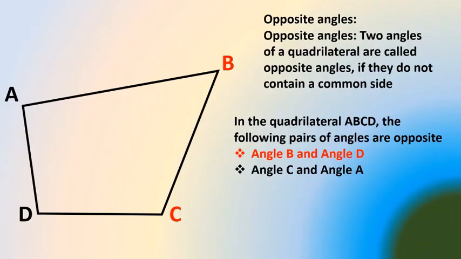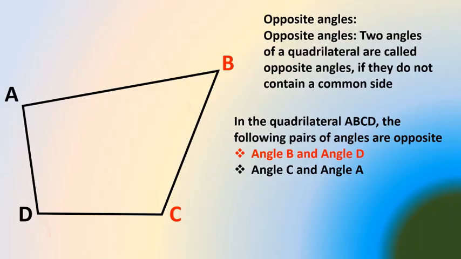Now, I am not telling about the diagonals here. What is written in the slide is different. It is mentioning opposite angles. Don't think that B and C are opposite angles just because they are marked in red. Angle B and angle D are opposite. Similarly, angle C and angle A are opposite.